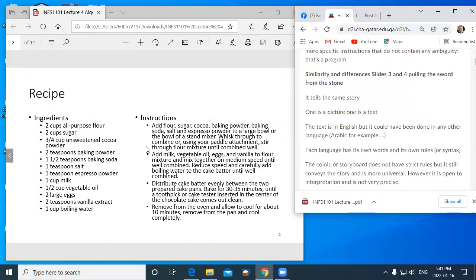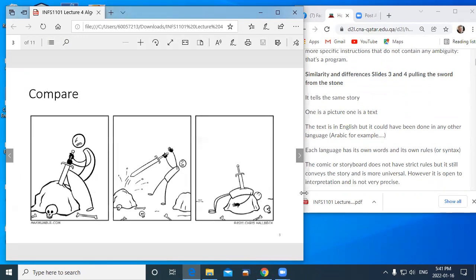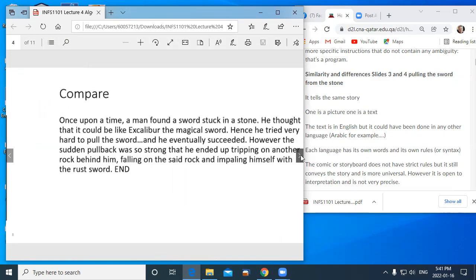Okay, so let's go to the next slide. Can I do that? I think I just do this. Oh, yes. So slides 3 and 4. This is slide 3. The next slide is slide 4. They represent the same problem.